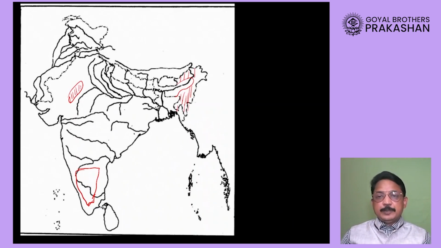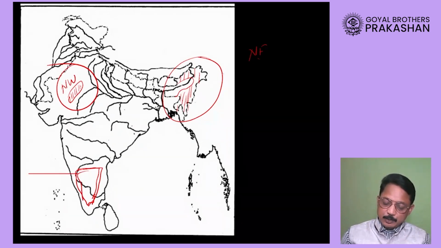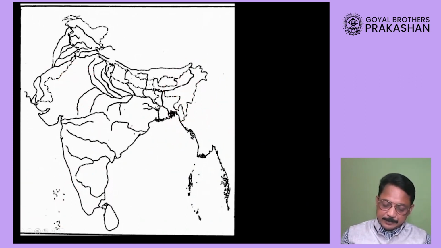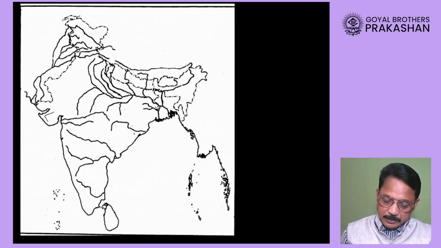So please remember the questions will be specific. Northeastern region, so you will be showing only here. Northwestern region, northwest, so you will be showing only over here. If they ask in southern India, so you will be showing only in this part. Now, dear students, sometimes the question is asked, show black soil in Gujarat. So this is the region of black soil in Gujarat.